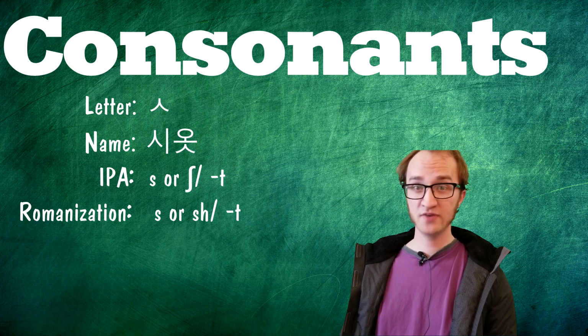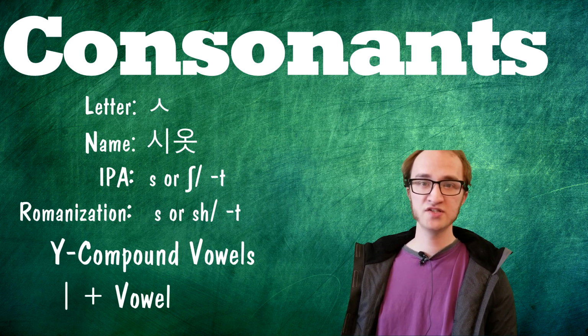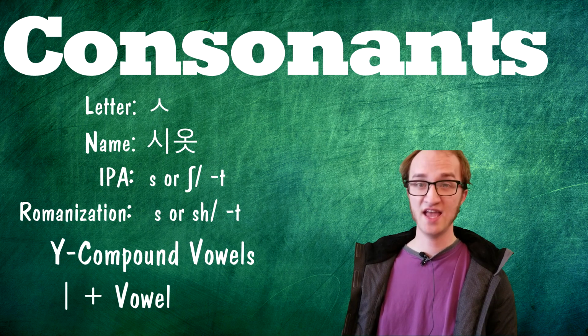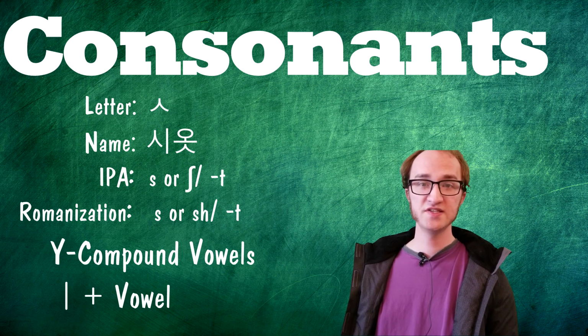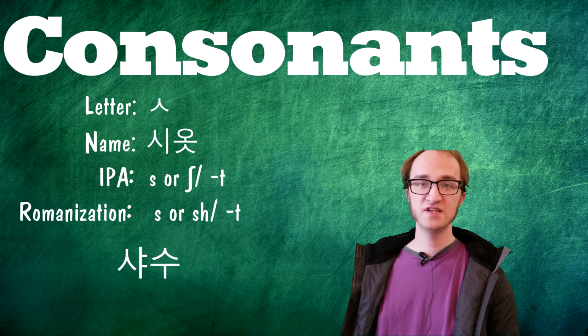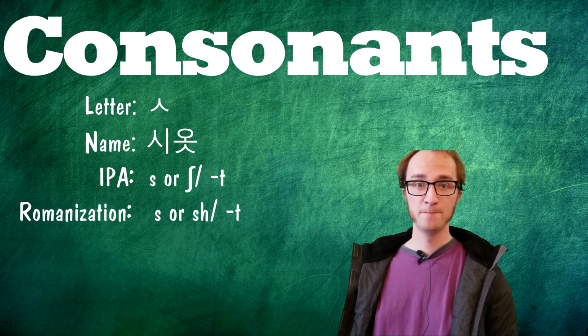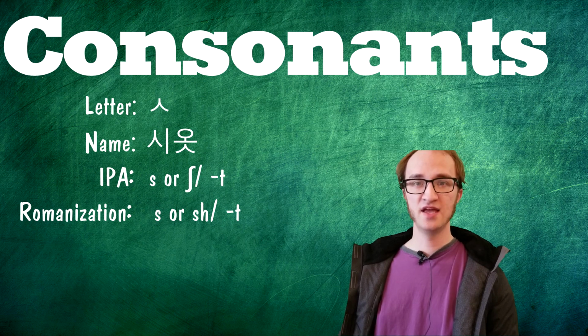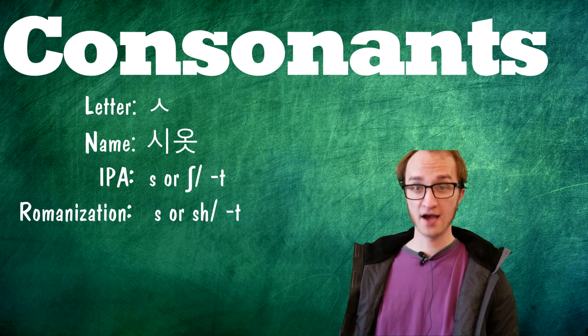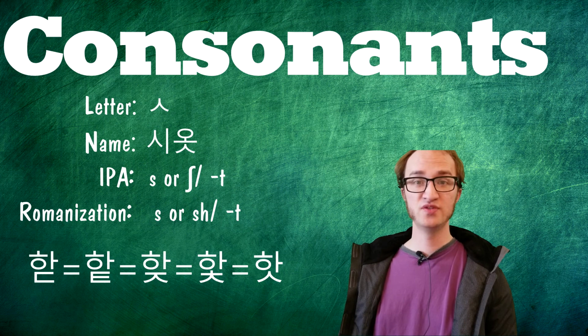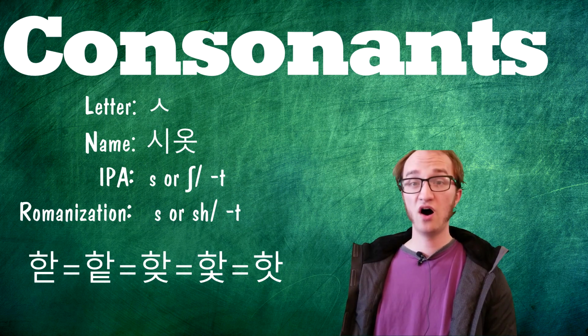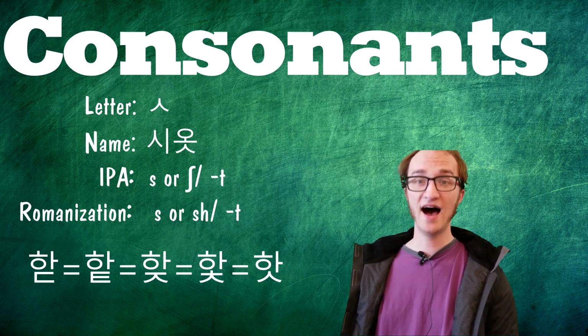Remember that the Y compound vowels are an E plus the vowel. So if tiot is before a Y compound vowel, it becomes SH rather than S. So this is shasu, this is shisasu, and this is sashu. When tiot is an ending consonant, it becomes an unvoiced alveolar stop, making it identical to tigut and tiot. So all of these are pronounced as hot.